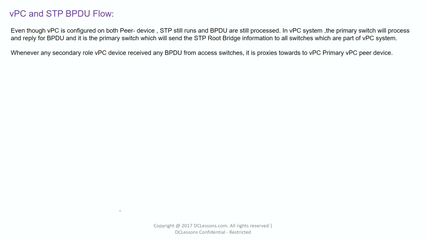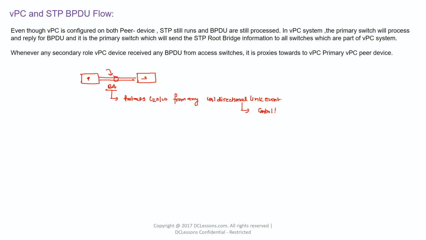Now let's suppose a user configures a port channel as a VPC peer link. So this is your primary switch, this is your secondary switch. As soon as this port channel is configured as a peer link, the bridge assurance feature starts working, right? This bridge assurance is an STP extension that protects the layer 2 network from any unidirectional link event, right, caused by control plane failure or physical link failure.